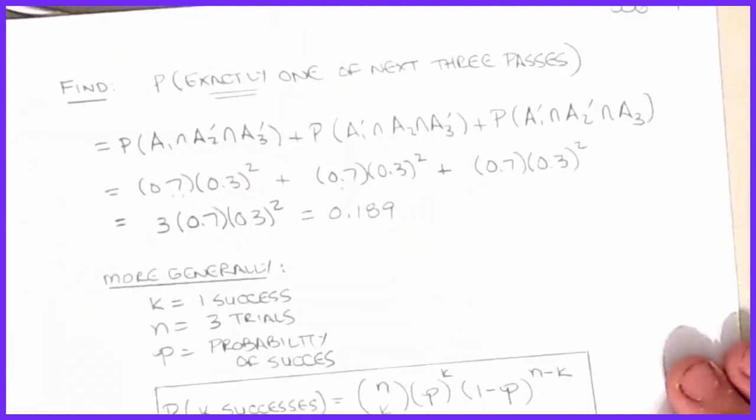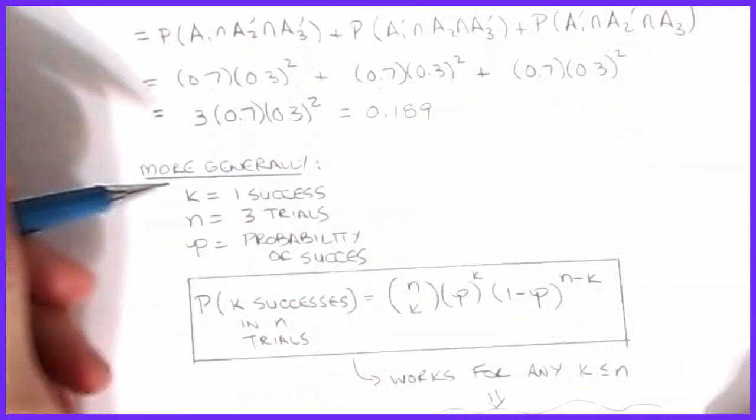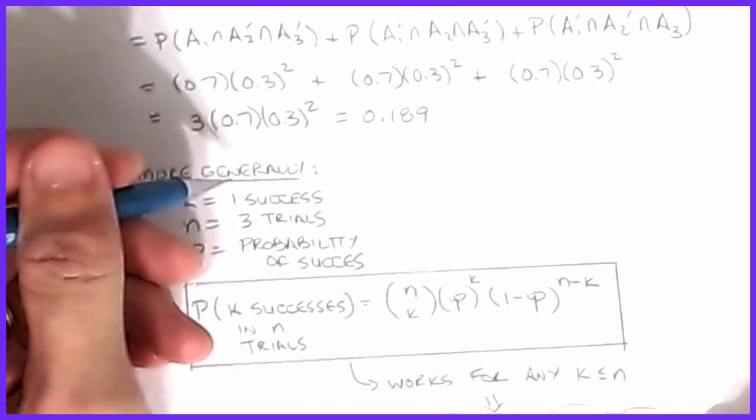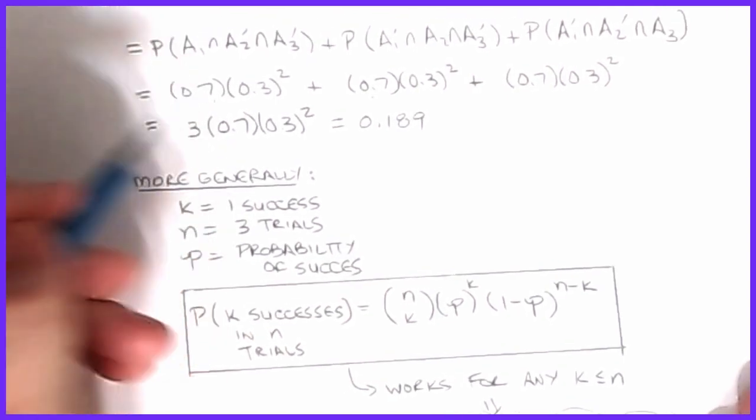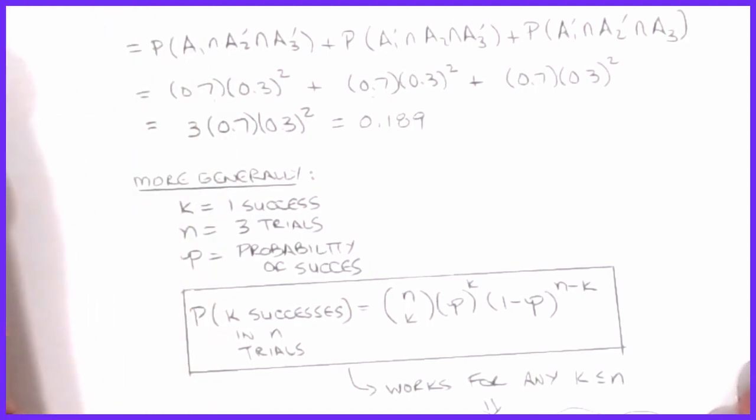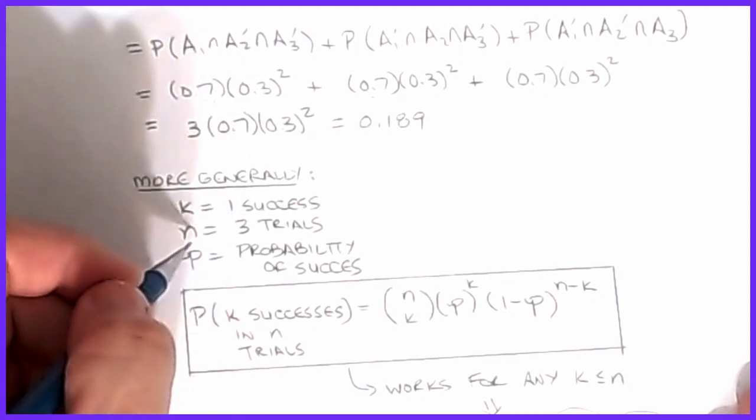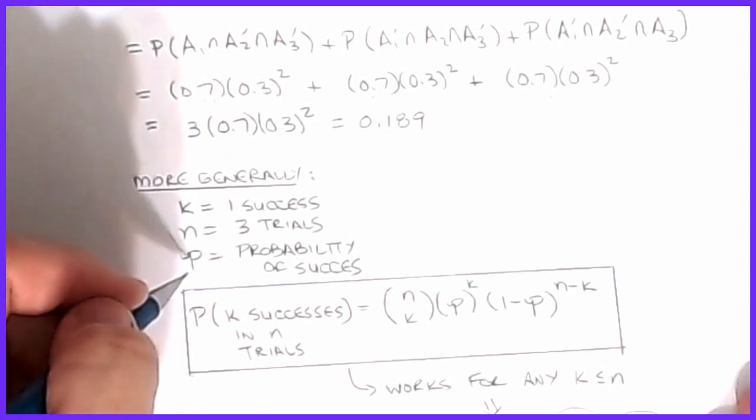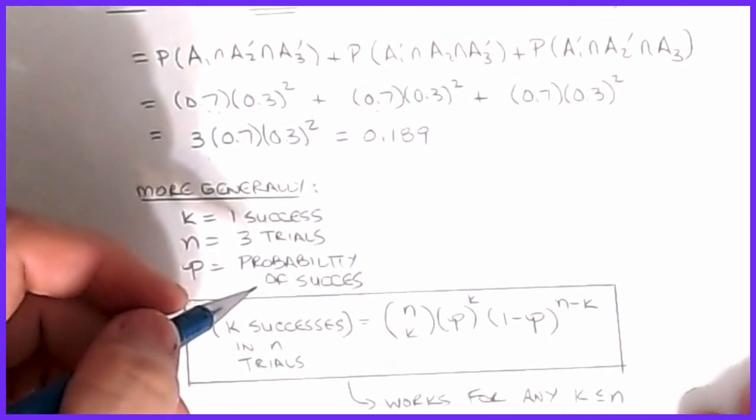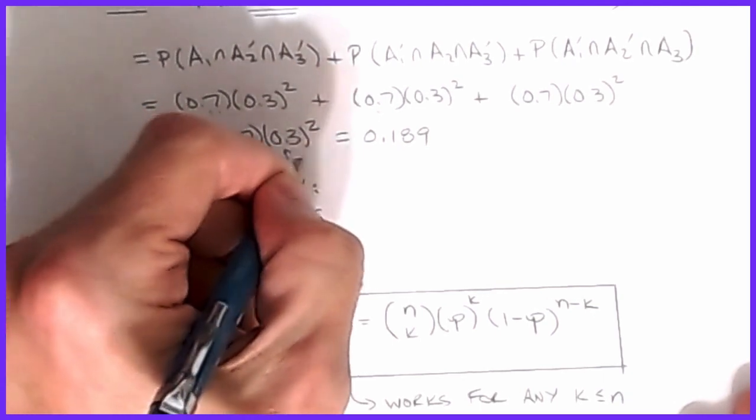But let's take this and be a little bit more general about our approach. Let's define a couple of variables. In order to establish this equation, I can define k as the number of successes that I'm searching for, and n is the number of trials. So I was looking for 1 success and I have 3 trials. And then we'll define p as the probability of success. Well, it turns out if you look, this was a success case and this was my fail case.